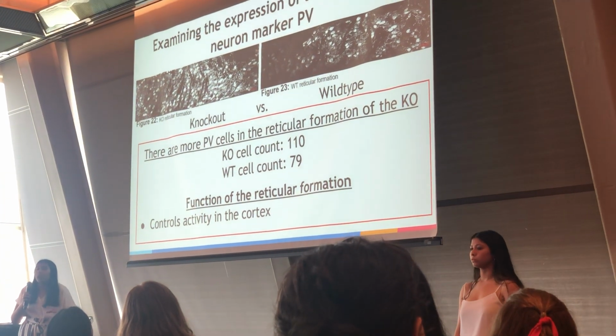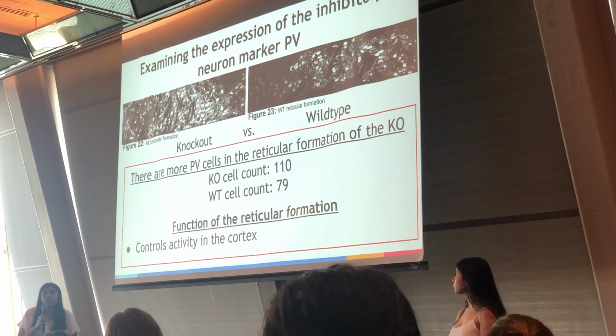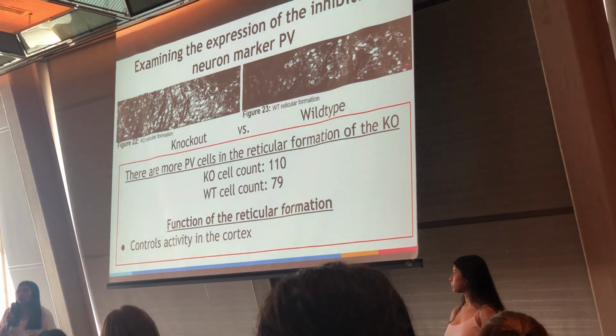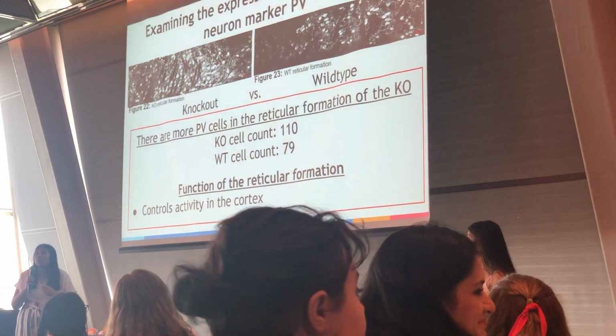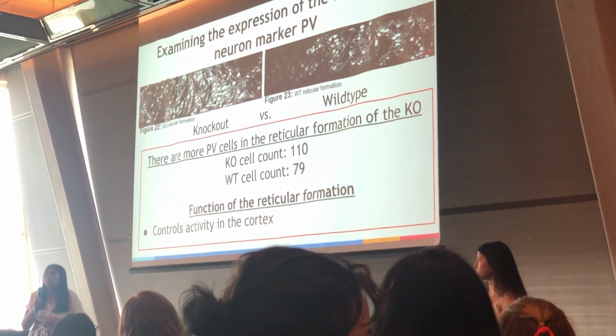So what we did was, rather than use the analyze particles feature on ImageJ, we used the manual cell counter, and by hand we were able to determine that there were 110 cells in the knockout and 79 cells in the wild type.